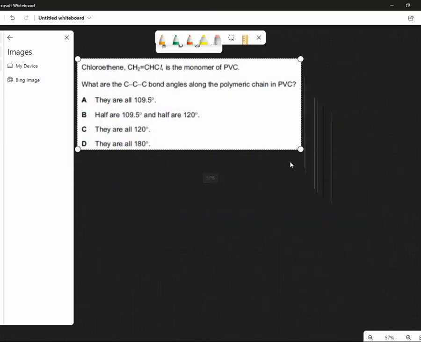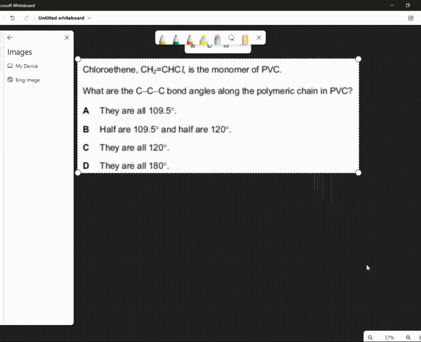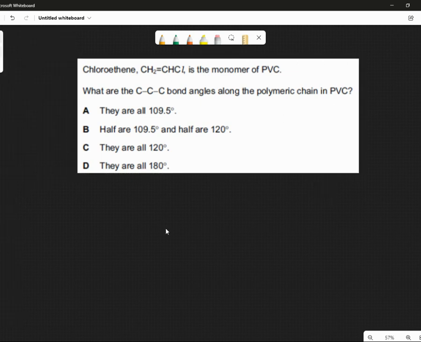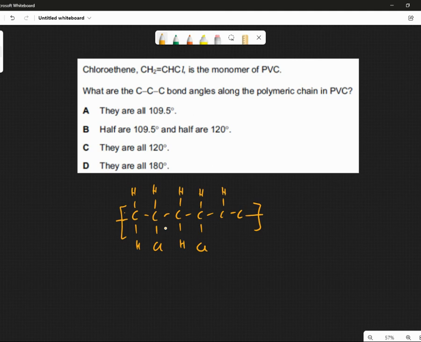All right, this one, chloroethene, is that. And the mono is a monomer of PVC. What are the CCC bond angles in the polymeric chain? Now, if you do the polymer of PVC, it's this. It's loads of carbons in a row, and it's got CHs. And there's the ends of the polymer, and there's the other end. And H at the top here, and Cl. H and H, H and Cl. H and H, H and Cl.